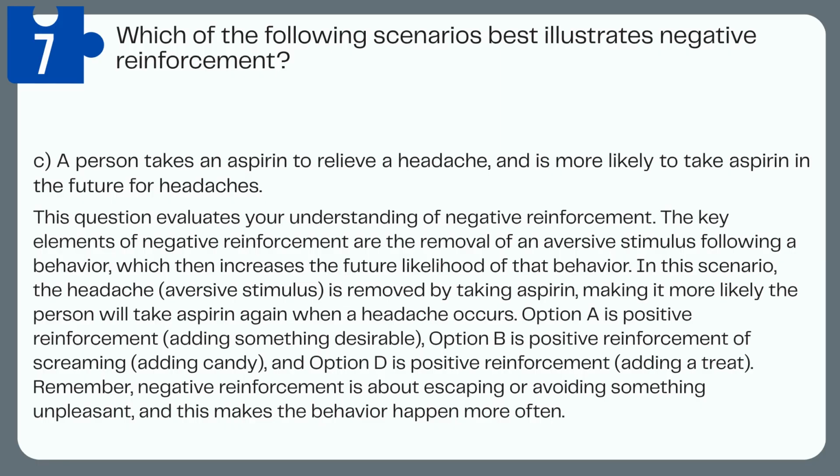Option A is positive reinforcement, adding something desirable. Option B is positive reinforcement of screaming, adding candy, and option D is positive reinforcement, adding a treat. Remember, negative reinforcement is about escaping or avoiding something unpleasant, and this makes the behavior happen more often.